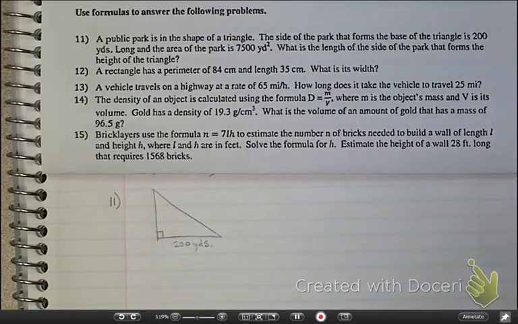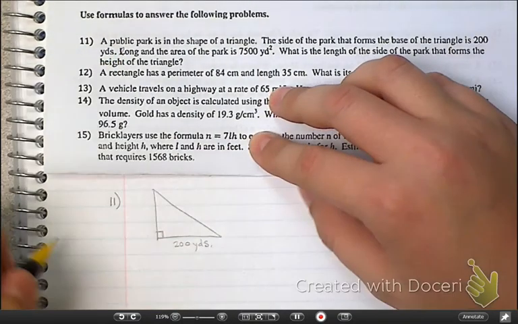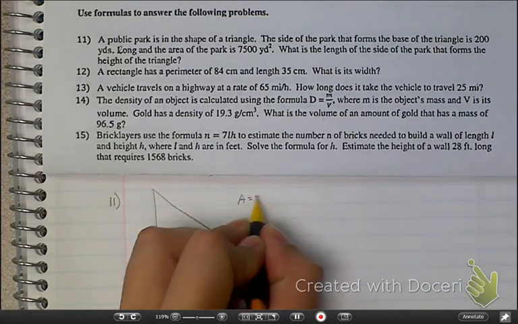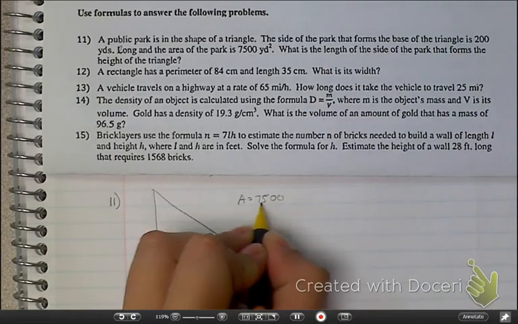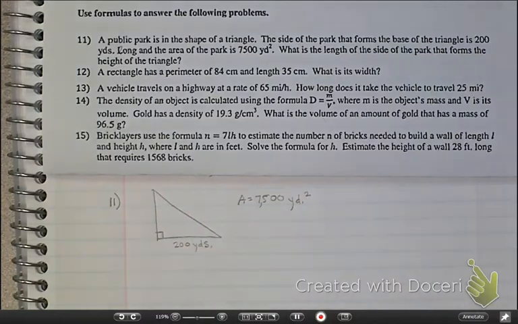It says 200 yards long. And the area of the park is 750 yards squared. Area equals 750, that's 7,500, my bad. 7,500 yards squared. That's what the area is.